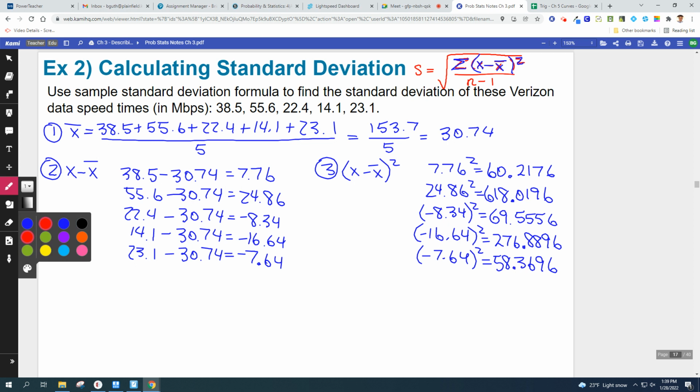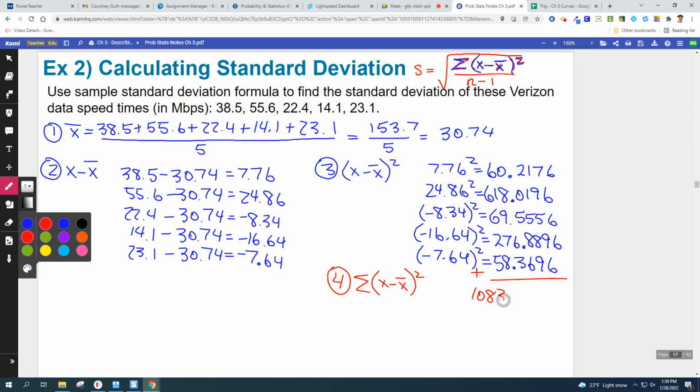So I'm going to put this in a different color. I'm going to put it right here. Okay. Step 4, we've got to do the sigma of the difference squared. So all I'm doing is adding those 5 numbers. I'm going to add those 5 numbers together. 60 point plus 618 point plus 69 point, and so on. Okay. I add those numbers.